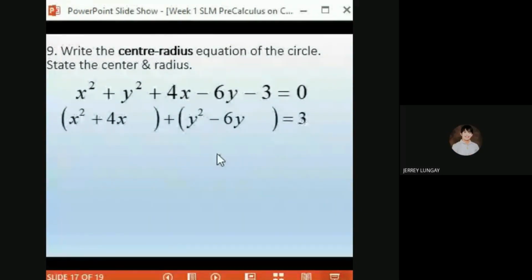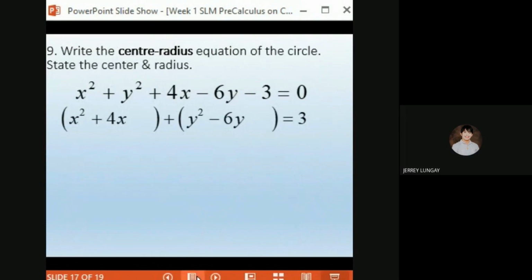How about the y? What is our b there? Negative 6. Very good. What is 1/2 of negative 6? Negative 3. Very good. What is negative 3 raised to 2? That is 9.